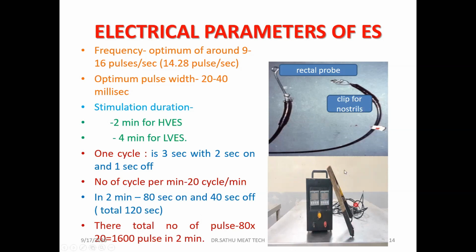When you are going to locally fabricate, what are the specifications we have to take care of? One is the frequency. The normal frequency that we can use is 9 to 16 pulses, and normally we go with 14.28 pulses per second. The optimum pulse width is 20 to 40 milliseconds. What stimulation duration do we have to keep? It is 2 minutes for high voltage electrical stimulation. It depends, but high voltage we normally do for 2 minutes. Low voltage electrical stimulation, approximately 4 minutes.